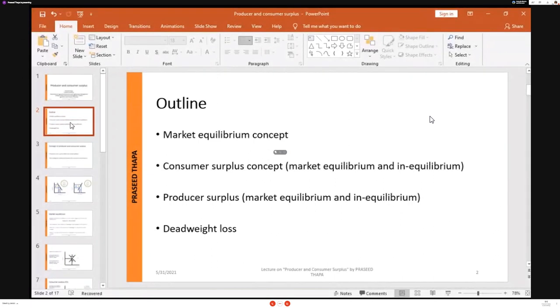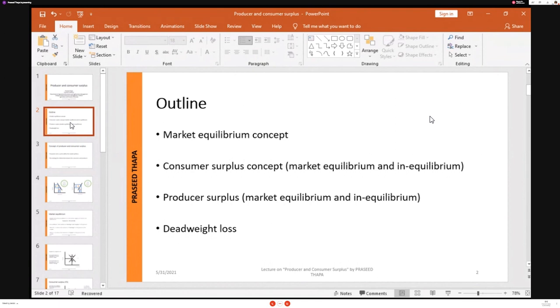We all know that market equilibrium is the condition when the demand and supply of the commodity in that particular market are equal. Market equilibrium is the point where demand and supply are always equal. There is no doubt that market equilibrium means the condition that D is equal to S, because we have been learning about this market equilibrium since our first semester.